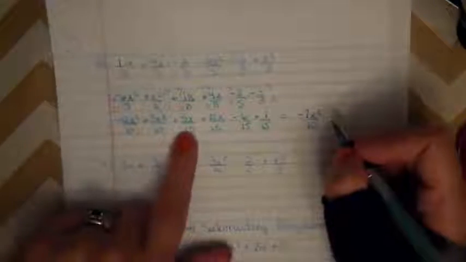Negative 12 plus 5 is negative 7. 5 plus 12 is 17. And negative 6 minus 1 is negative 7. Okay.